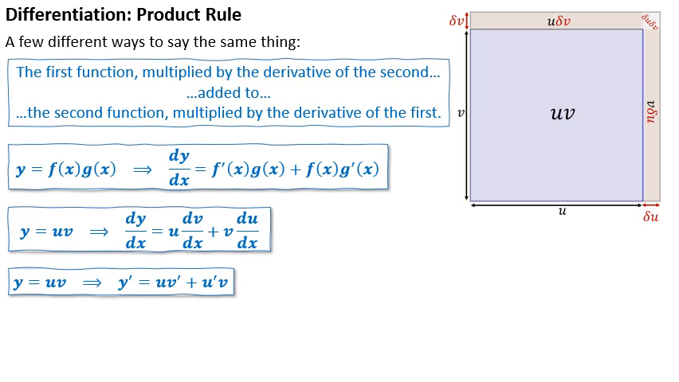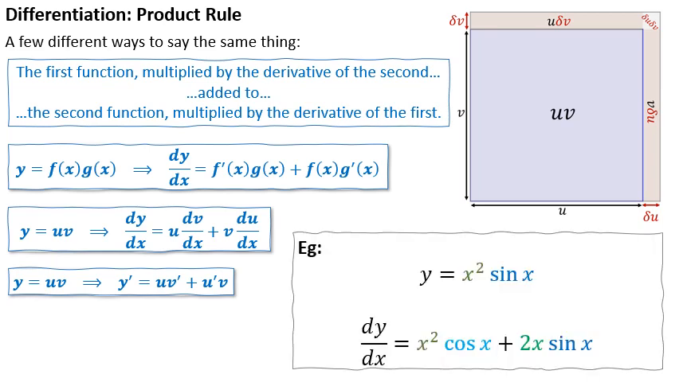Y dash equals u v dash plus u dash v. Or sometimes you say u v dash plus v u dash. Depends how you want to learn it. As long as you remember that each function will appear in its differentiated form in one of the terms and in its undifferentiated form in the other term, vice versa with the other one, you should be fine. So here's a quick example.